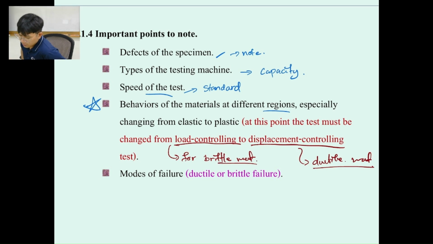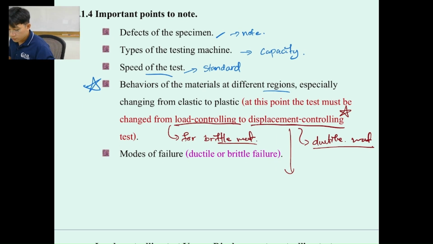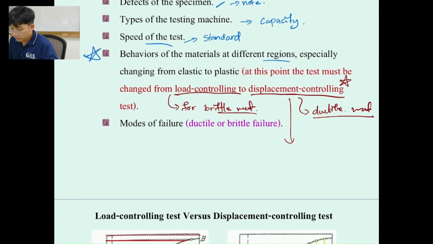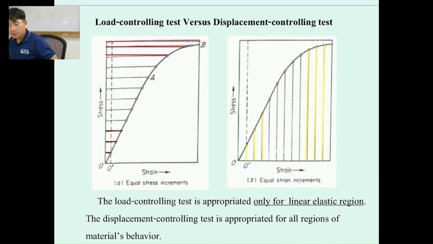But right now, in an automatic machine, for example F1, that machine does not care about the behavior of the material; they're going to test everything using displacement control. But displacement control is going to be the best one if I can choose between load controlling and displacement controlling. We're going to see later what the differences and the modes of failure are. So here we go. Here's the load controlling versus the displacement controlling test.